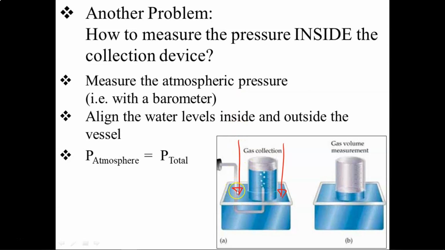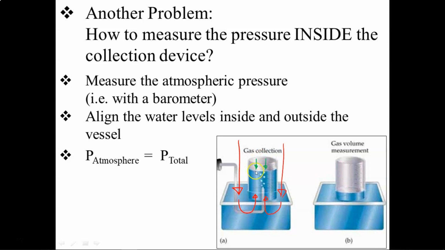By pushing on the water, it forces the water up into the gas collection device. Meanwhile, the gas pressure inside the collection device pushes right back. And if this water line doesn't move, then that means these two pressures are equal. If they were unequal, let's say the atmospheric pressure was more powerful than the interior pressure, then this water line would be moving up. Or if the interior gas pressure was more powerful than the atmospheric pressure, then this water line would be moving down.